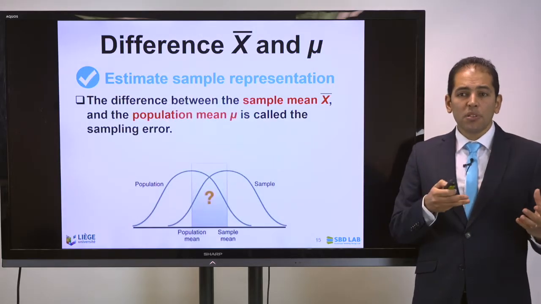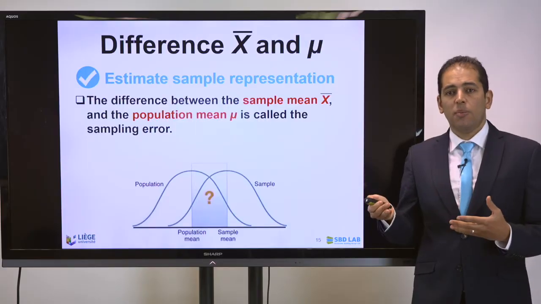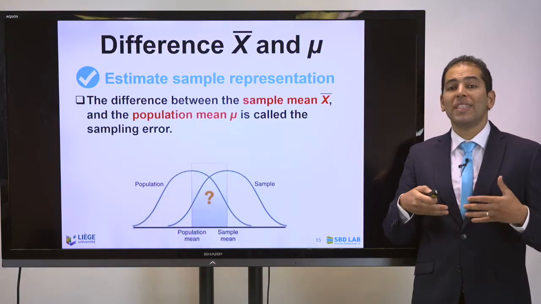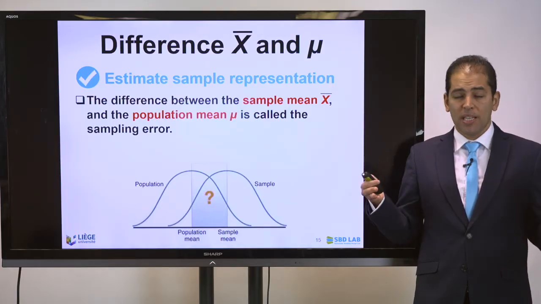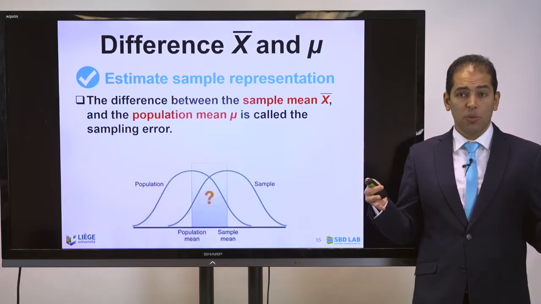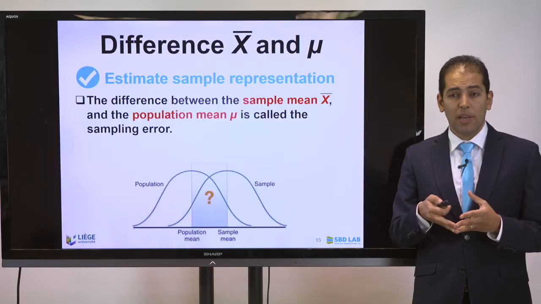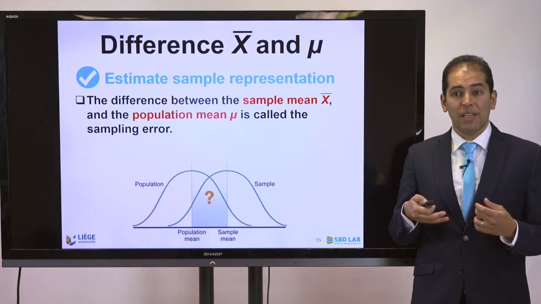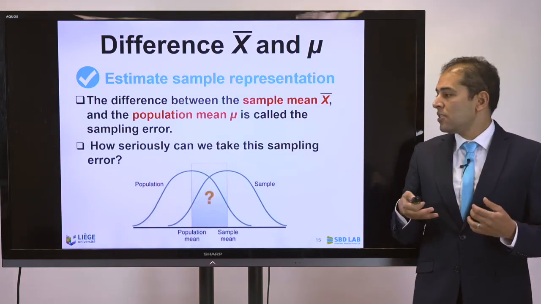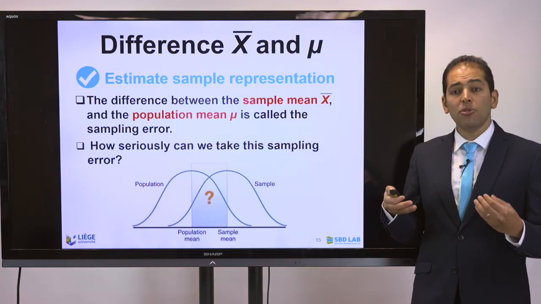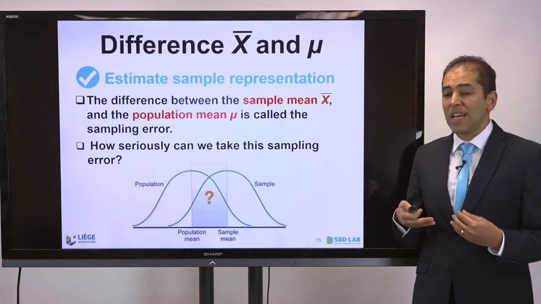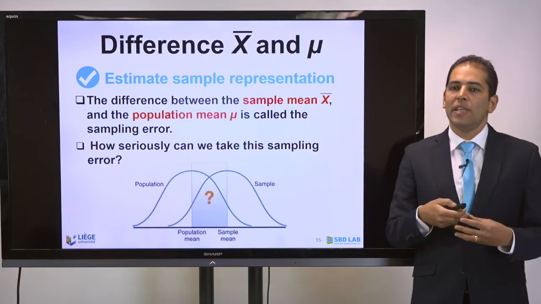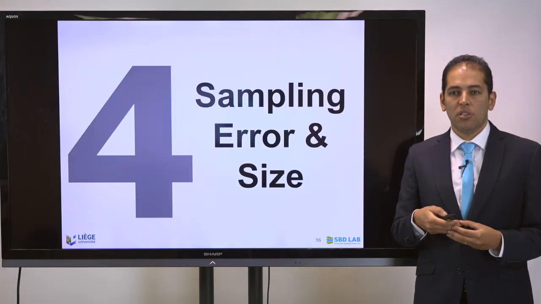Now it's very important to distinguish the x bar and the mu to estimate our sample representation. So actually the difference between the sample mean, which is the x bar, and the population mean, which is the mu, is called the sampling error. The larger the sampling error, the more difference I have between both of them. The smaller the sampling error, the better representation I have. So it's very important to work on this sample mean. And in this sense, we try to ask ourselves, how seriously can we take this sampling error and how far can we reduce it?